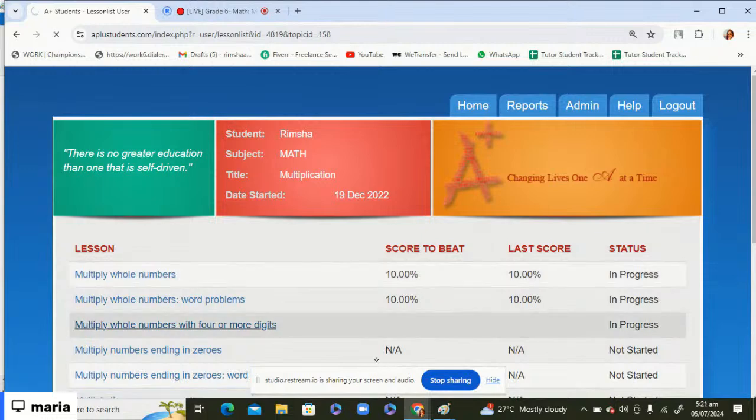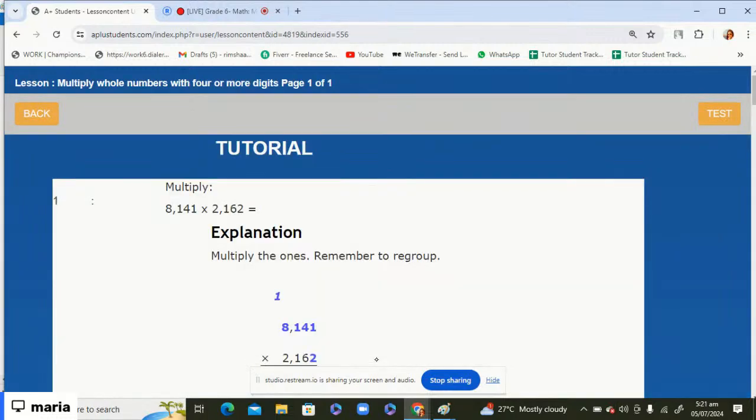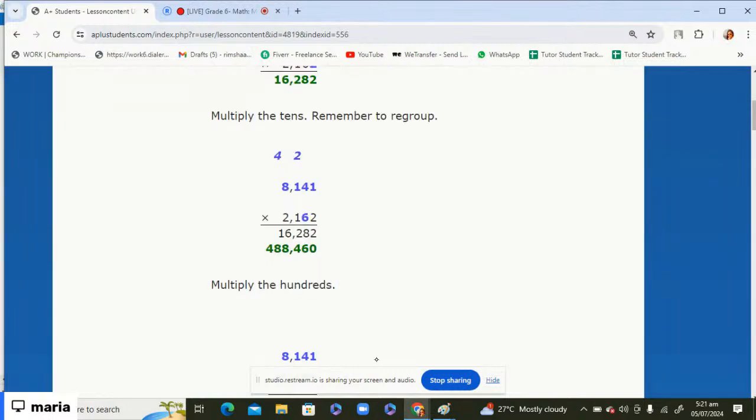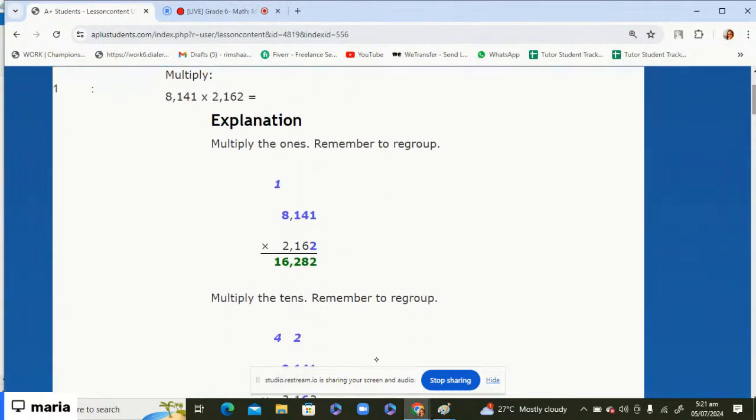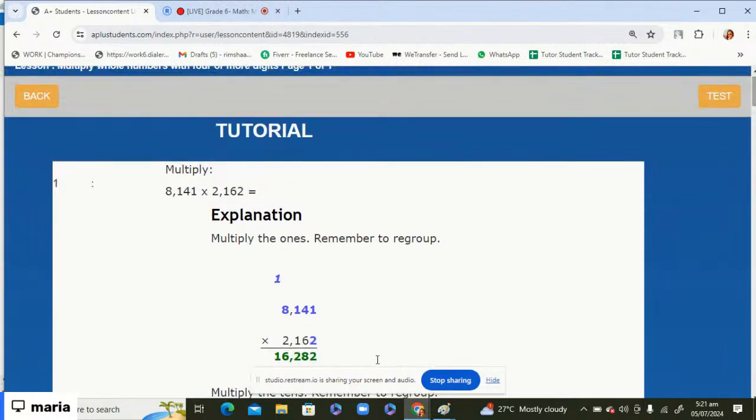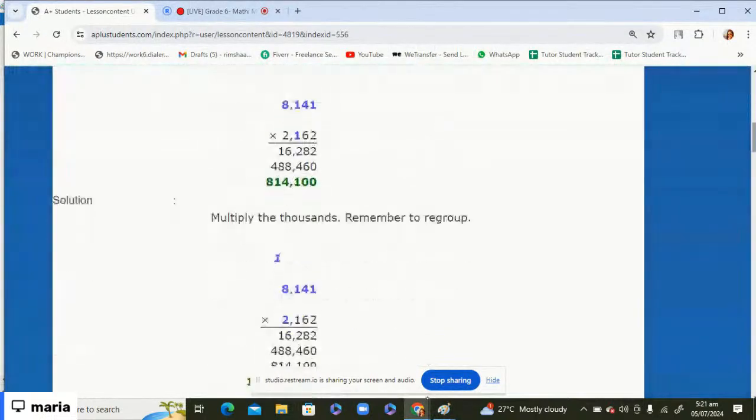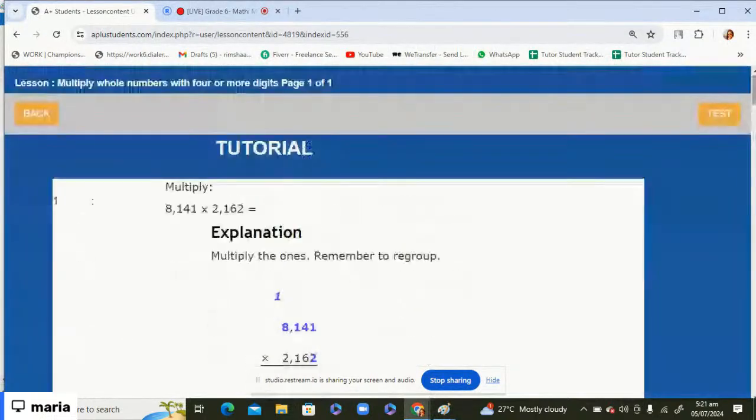So here is multiplying whole numbers with 4 digits. Here we're going to multiply 4 digits with 4 digits. Okay, let's just take it out. I'm just going to find a question.